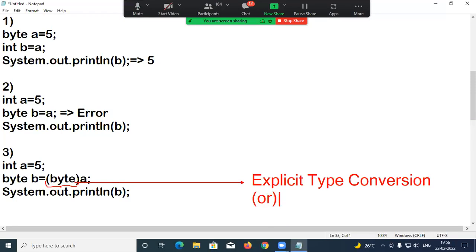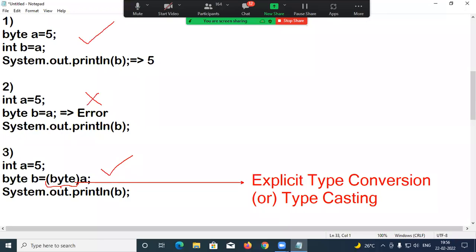We can also call typecasting. So here A is an int type. Myself I am converting it into byte, forcibly converting. After converting, I am assigning to B, which is byte type. So A is an int type, converted into byte, then assigned.